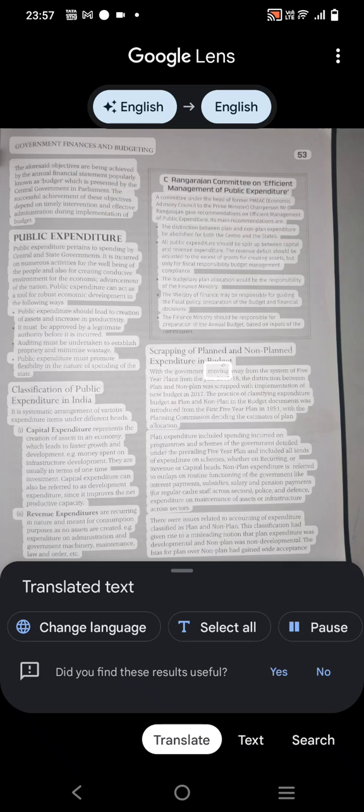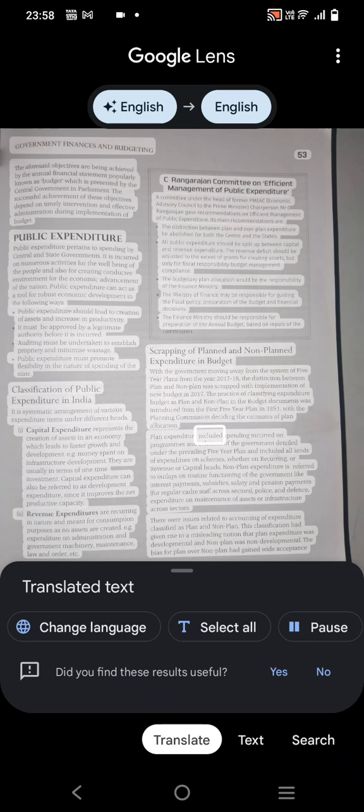Scrapping of planned and non-planned expenditure. With the government moving away from the system of 5-year plans from the year 2017-18, the distinction between plan and non-plan was scrapped with implementation of the new budget in 2017. The practice of classifying expenditure budget as plan and non-plan in the budget documents was introduced from the first 5-year plan in 1951, with the Planning Commission deciding the estimates of plan allocation.